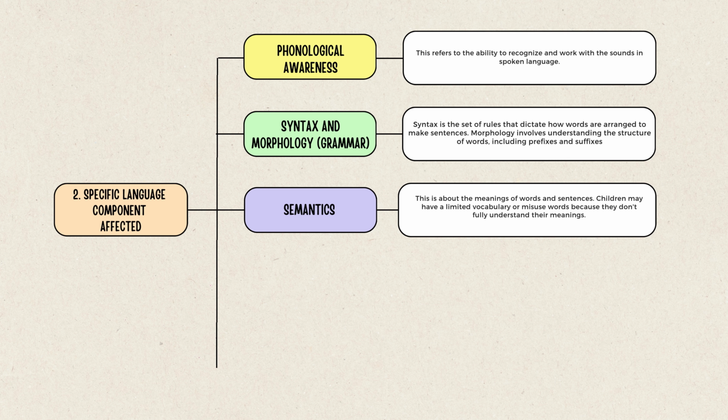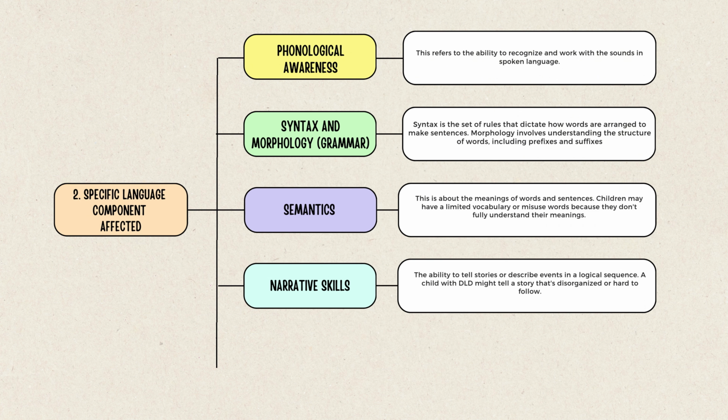The third component is semantics. This is about the meaning of words and sentences. Children may have a limited vocabulary or misuse words because they don't fully understand their meaning. The fourth component is narrative skills, the ability to tell stories or describe events in a logical sequence. A child with DLD might tell a story that's disorganized or hard to follow.